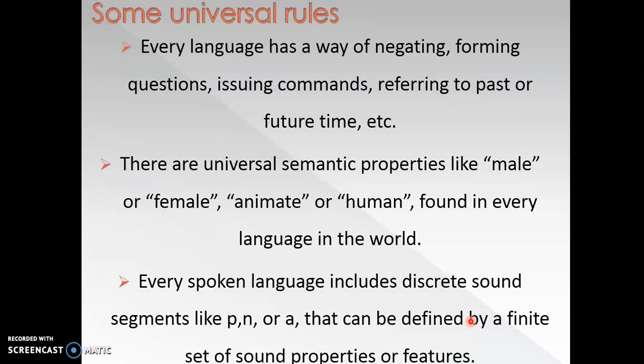Every language has a way of negating, forming questions, issuing commands, and referring to past or future time, okay. There are universal semantic properties like male or female, animate or human, found in every language in the world. Every spoken language includes discrete sound segments like P, N, or A that can be defined by a finite set of sound properties or features. So those are like sounds that are present in the languages.